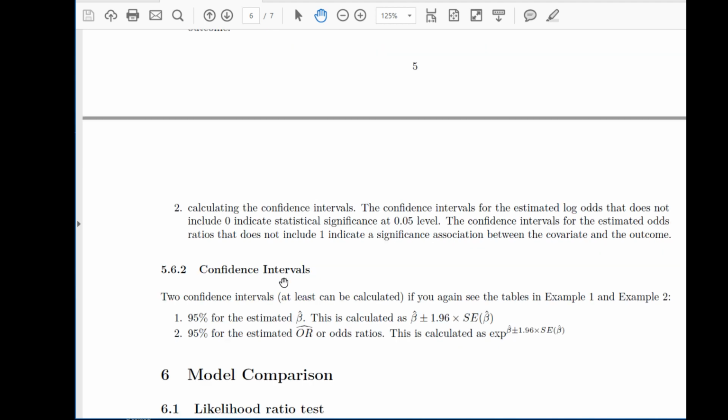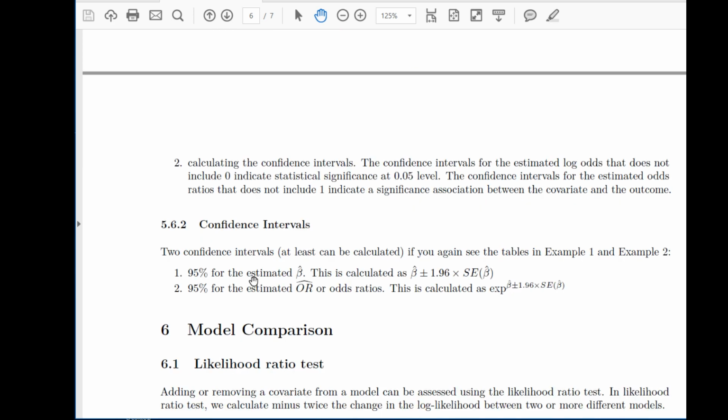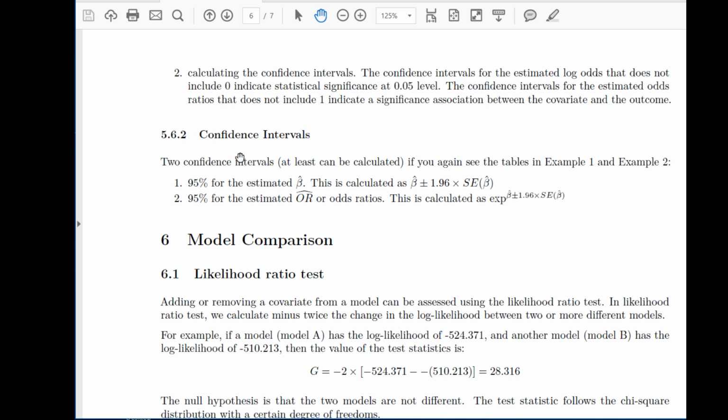And also, this is the confidence interval. It should be down here, all right? So the confidence interval for the estimated log odds that does not include zero indicates statistical significance at 0.05 level, and the confidence intervals for the estimated odds ratios that does not include one indicate a significant association between the covariate and the outcome. And I hope you are good at calculating the confidence interval.